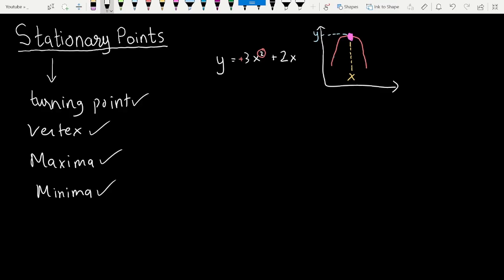The way I do that is I differentiate my equation. So I'm going to differentiate this. Now I'm going to do this quickly. I'm not going to go through each single step of the process, but you can do that if you want to.